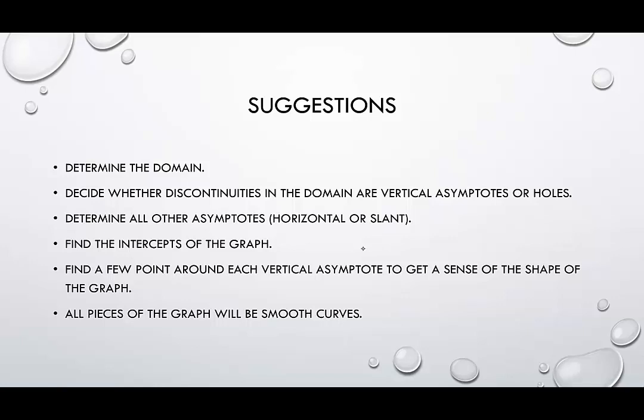First, determine the domain. Then decide whether those discontinuities in the domain are vertical asymptotes or holes. Then determine any other asymptotes, whether there's a horizontal asymptote or a slant asymptote. Then find the intercepts of the graph. Then find a few points around each vertical asymptote to get a sense of the shape of the graph. And lastly, keep in mind that all of the pieces of the graph will be smooth curves.